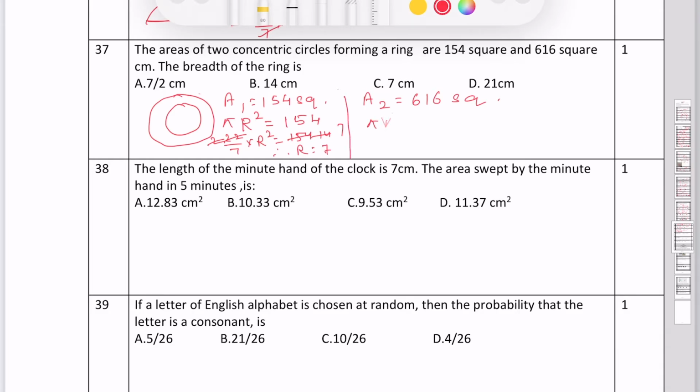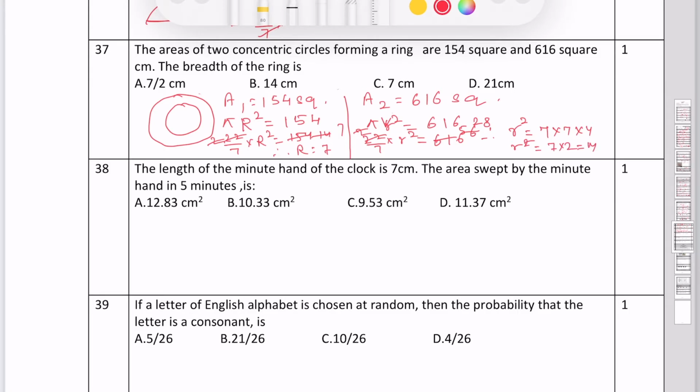From here, if you find out here 616, that is 22 by 7 R square. So R square will be 11, 2, 11, 5, 55, 6, 11, 6, 28. So R square is 7 into 28, 7 into 4, that is R will be 7 into 2, that is 14 centimeters.